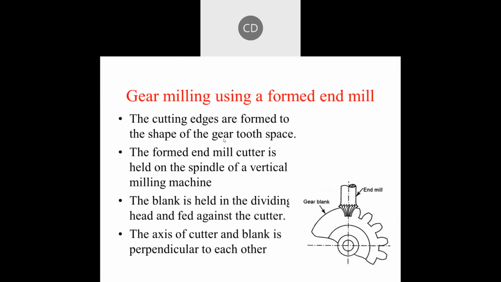And the third one is gear milling using a form end mill. This method easily forms the shape of the gear tooth spaces. The end mill process carries the work in between the spindle of a vertical milling machine. The blank is held in the dividing head against the cutter. The axis of the cutter and the blank are perpendicular to each other. The diagram clearly shows the end mill engaging the gear blank in the gear milling using a form end mill method.